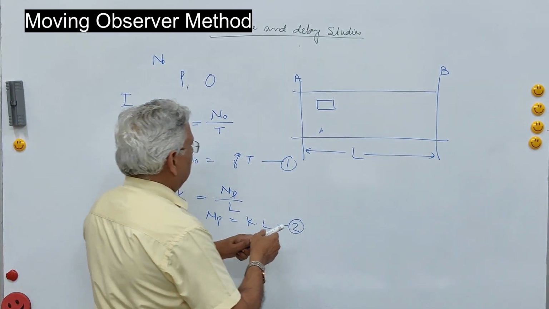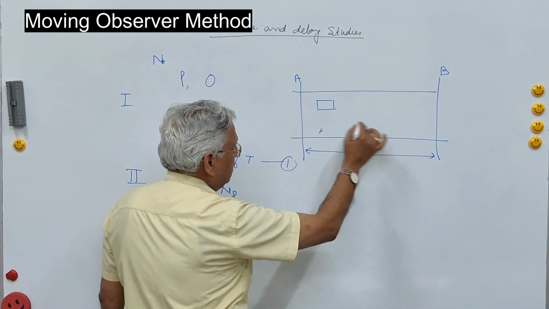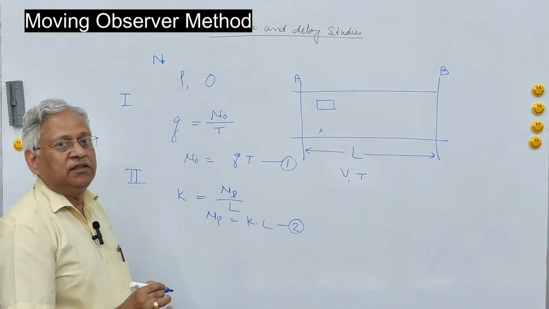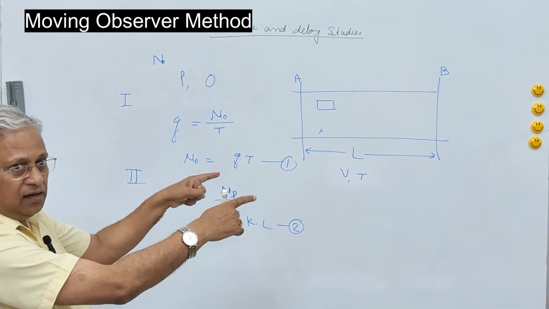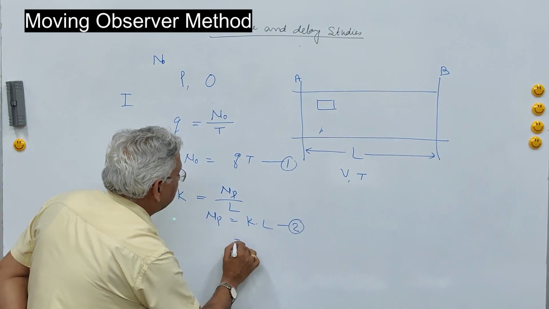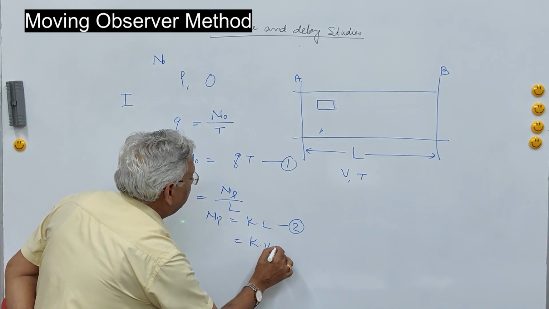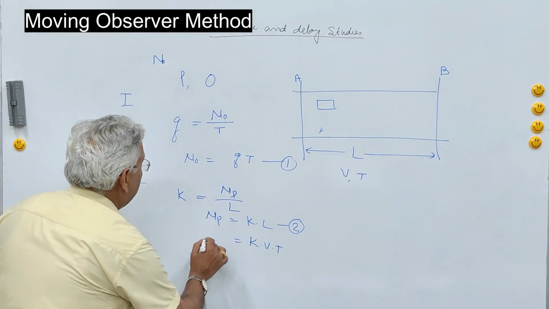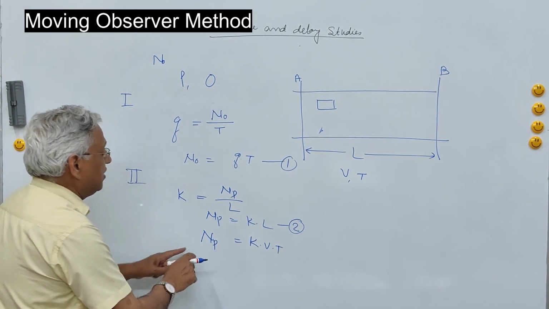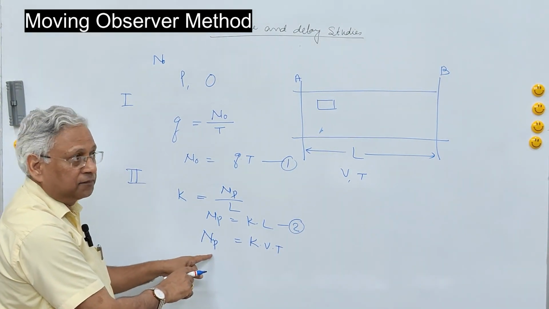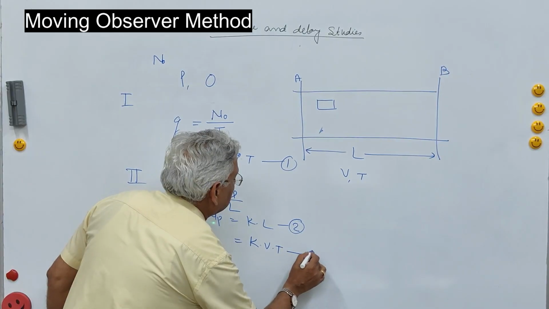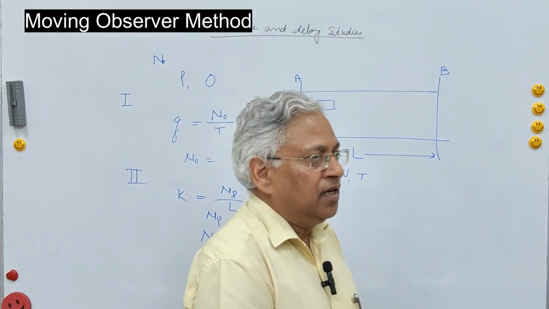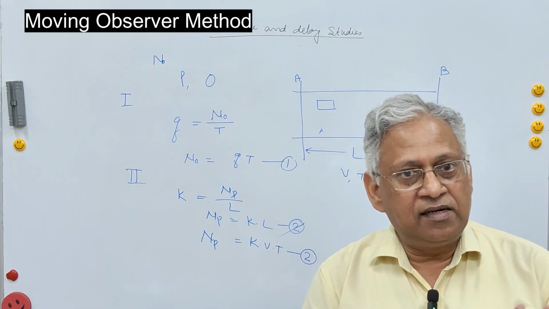Now if you assume that the speed of this vehicle, moving vehicle, is V and it takes time T to traverse this distance L, then this L will be equal to V into T, so NP is equal to K into V into T. This is the second equation, NP, number of vehicles passed by the test car. So this is equation number 2. These are two cases, very ideal case.